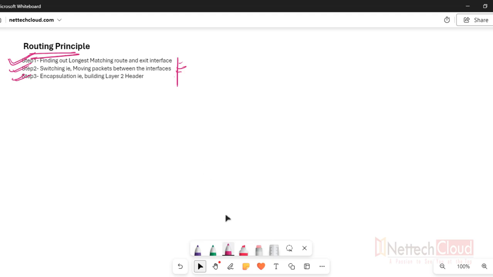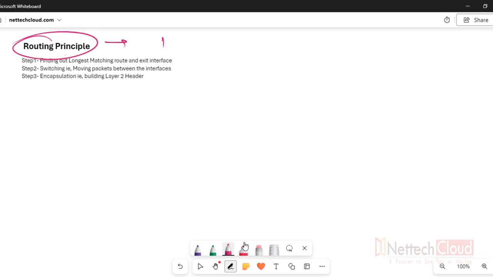Now let's understand the routing principle in detail, right? And then we will do the further investigation, and once the problem is identified, then we will fix that. You understand the objective, right? The whole objective. So what is the routing principle?